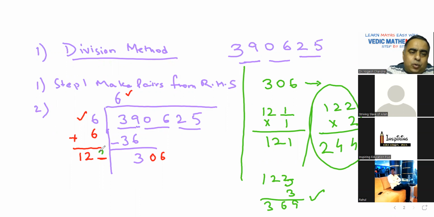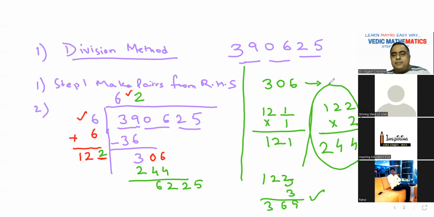So I'll write 2 over here. 244 here and subtract. So what do I get? 6, 2. 2, right? 5. Now I bring another 2, 5 down. Up till here, any question?